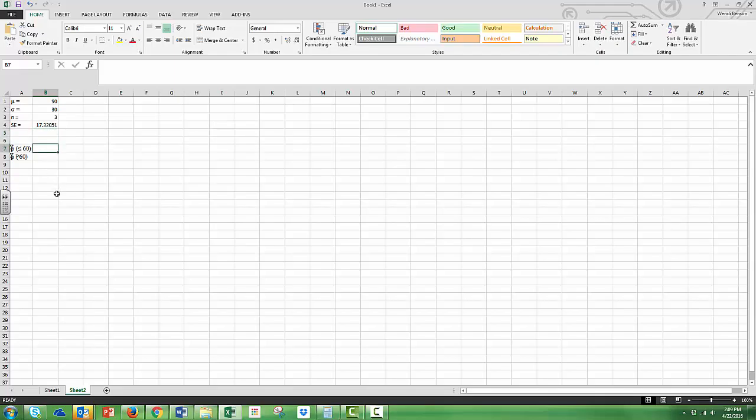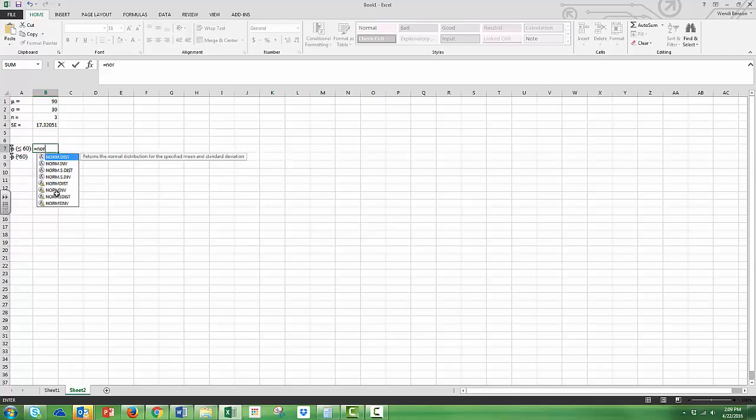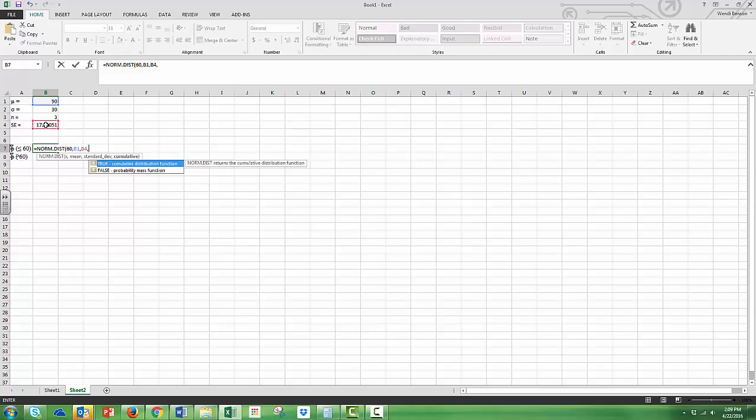So now when we go into here, we are going to say, all right, this is probability less than or equal to 60. So equals NORM.DIST. This time x is going to be actually our sample mean, so 60. The mean is still our population mean, and the standard deviation is actually the standard error. And because this is a less than or equal to situation, I am working with cumulative probabilities.